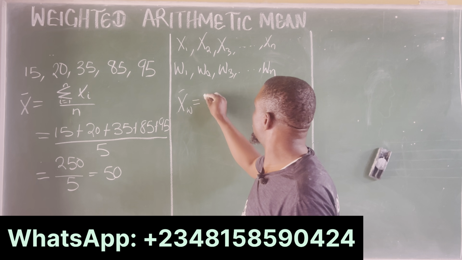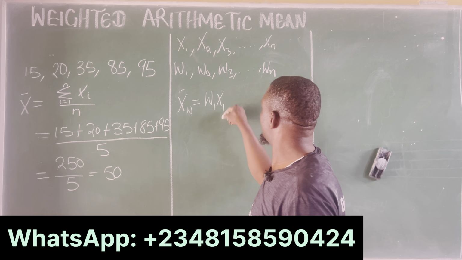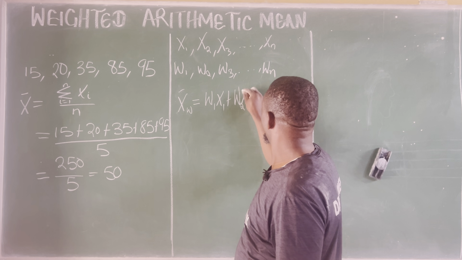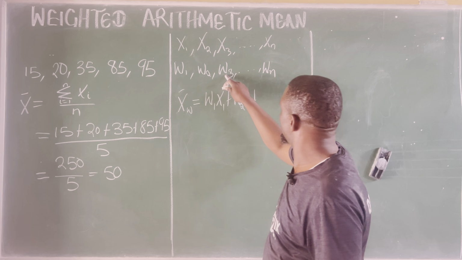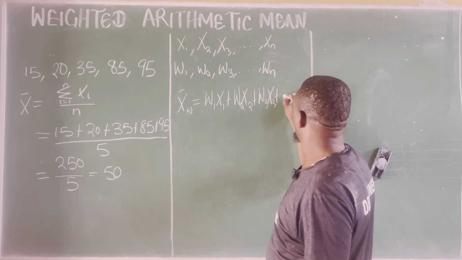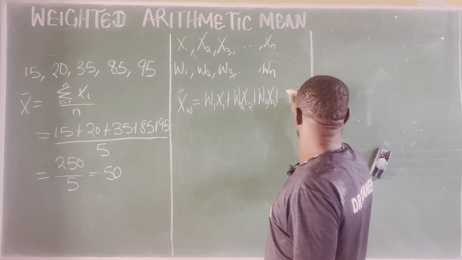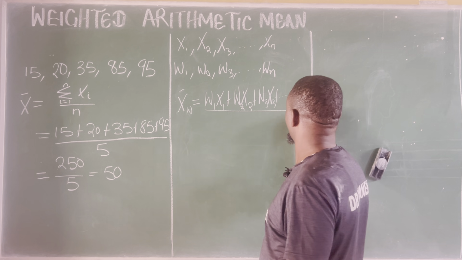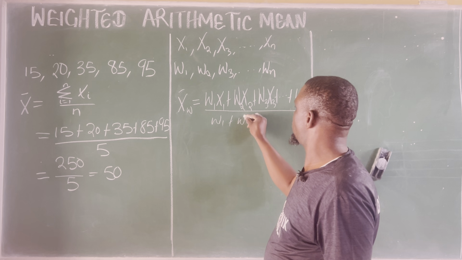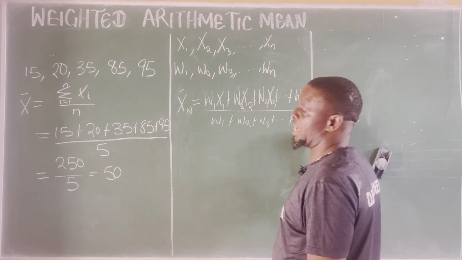the weight, which is our w1 times the value itself, x1, plus the weight again, w2 times the value itself, x2, plus the weight again, w3 times the value itself, x3, plus it will continue to plus wn times the value xn. All of that over now the sum of the weights, which will be w1 plus w2 plus w3 plus it will continue to plus wn.